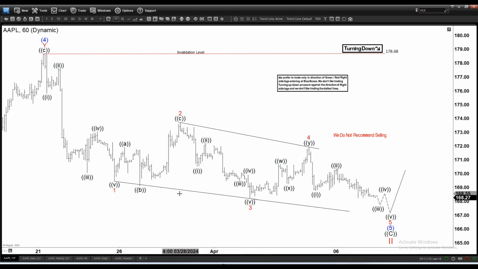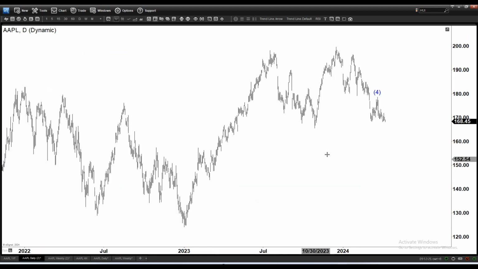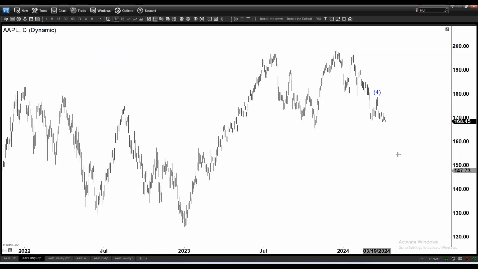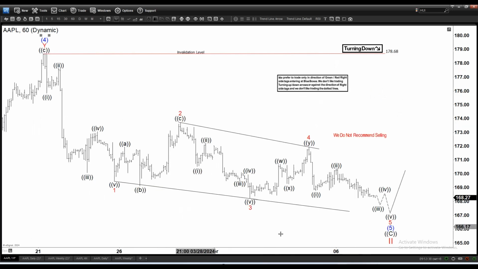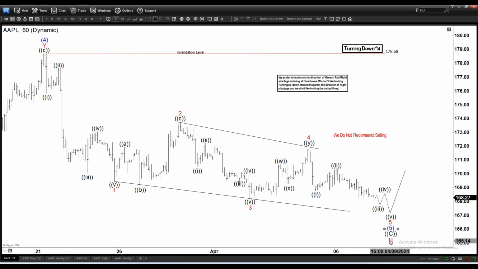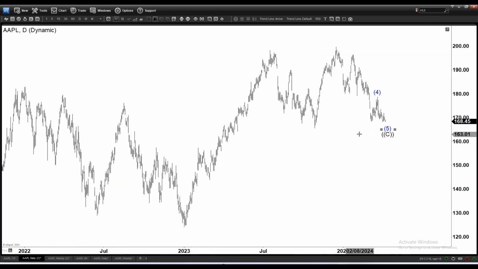Now let's zoom out to the daily time frame, and I'm going to put this with 4 in the daily here. So that's your wave 4 that we see in the 1 hour time frame. So if this is wave 4 and we're looking for wave 5, right? According to the 1 hour time frame, we're looking to finish with 5 of C of 2, right?